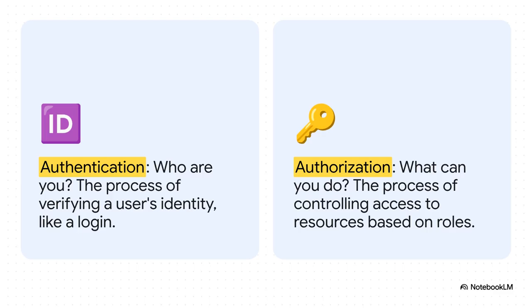Now, authorization asks a totally different question. Okay, but what are you allowed to do? So once that student is logged in, authorization kicks in. It determines their permissions. Sure, they can view their courses, but there's no way they can create new ones. So one is about identity, the other is about permission.